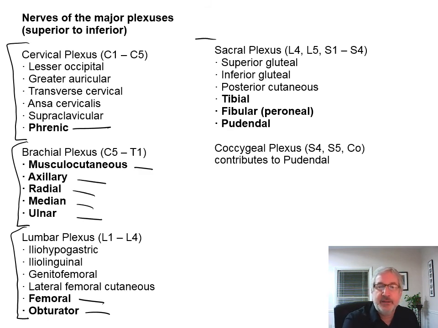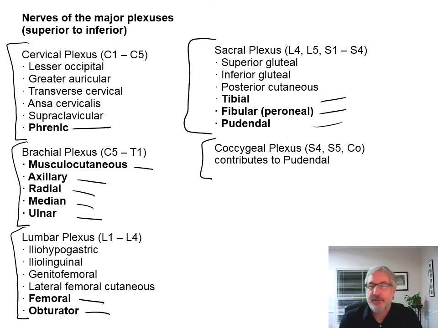And the sacral plexus has 6 nerves coming out of it: superior gluteal, inferior gluteal, posterior cutaneous. Then the ones I want you to know are the tibial, the fibular, or the peroneal, and the pudendal. Then the coccygeal plexus has nerves that come from S4, S5, and the coccyx, and it contributes to the pudendal nerve. Most of it comes out of the sacral plexus.